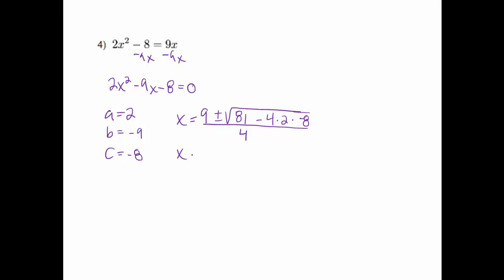All right, so now from here, we're going to use our calculator a little bit. The square root of 81 minus 4 times 2 times negative 8 is 12.04. And we're still dividing by 4. And then from here, we're going to do 9 plus 12.04, which gives us 21.04. We'll divide that by 4, and we will get 5.26 as one of our x's. And then 9 minus 12.04 is negative 3.04. Again, we'll divide by 4, and I'll get x equals negative 0.76.